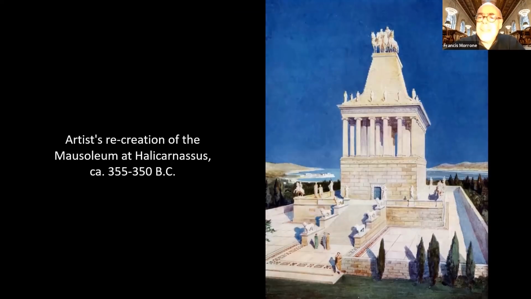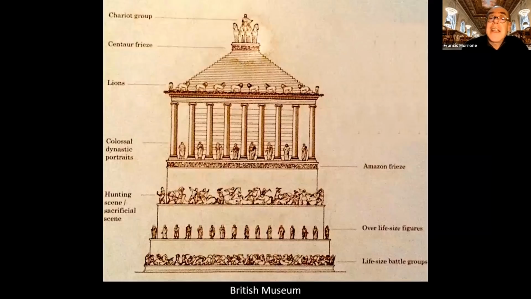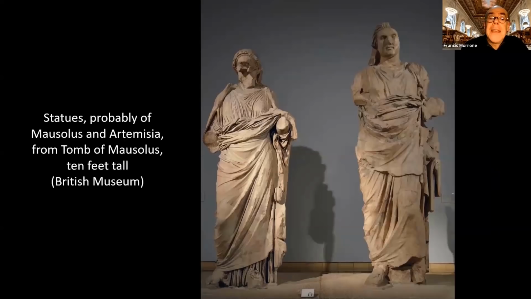Tombs. And we're very nearly done. An artist's recreation of the tomb of King Mausolus at Halicarnassus, one of the seven wonders of the ancient world, as, by the way, was the Temple of Artemis at Ephesus. So tonight we've seen two of the wonders of the ancient world. This was a very grand Ionic tomb. And if you want to see statues, probably, we don't know for sure, of Mausolus and his wife Artemisia, you've got to go to the British Museum.